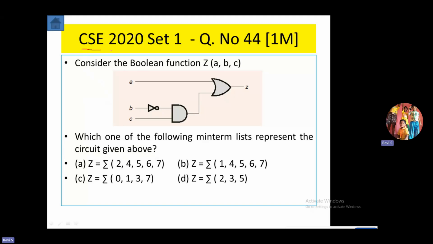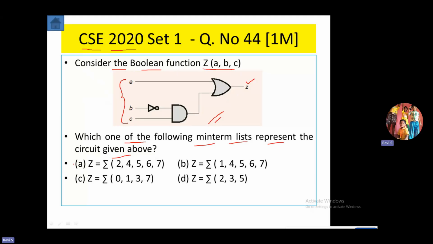GATE CSE 2020. Consider the Boolean function Z of A, B, C. So here Z is the output variable, which is a function of three input variables, namely A, B, and C. Which one of the following Minterm lists represents the given circuit above? There is a logic diagram shown here, which has three inputs and one output.